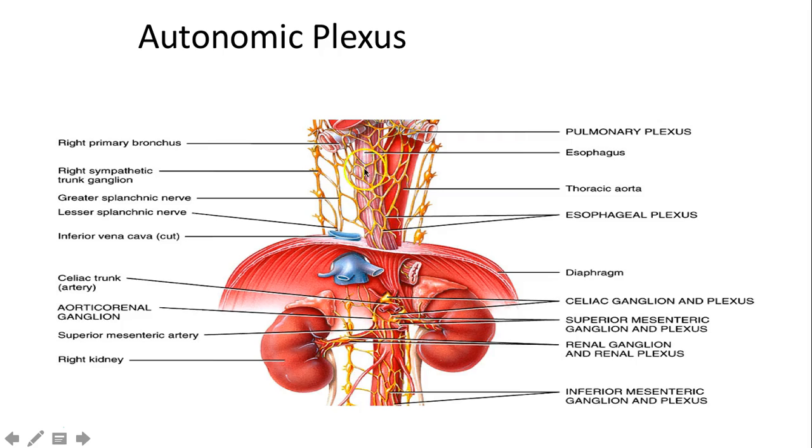But basically, I just want you to understand here, again, there's really not that much. I just want you to understand that they do form this mesh-like web, and you will have innervations coming from multiple levels. It's not just from one level.